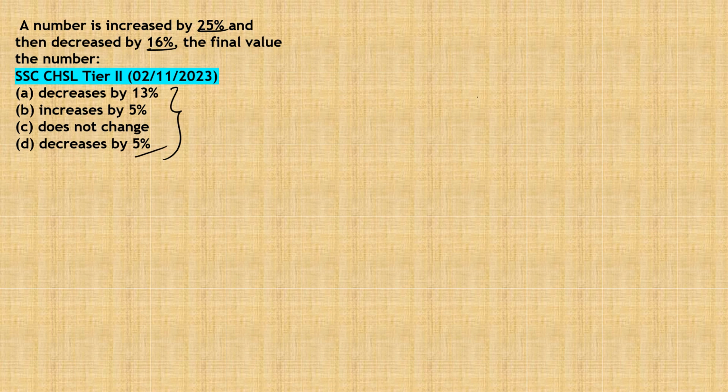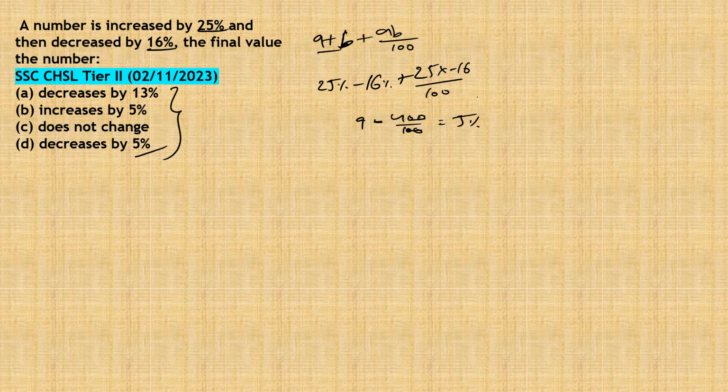Okay, what is the formula? A plus B plus AB divided by 100. That is, the number is increased by 25% and decreased by 16%, so 25 minus 16, that is 9, plus 25 into minus 16 divided by 100. If you multiply it, 25 into 16 is 400, divided by 100. Cancel the two zeros, we will get 9 minus 4, that is a 5% increase in the number. That is option number B.